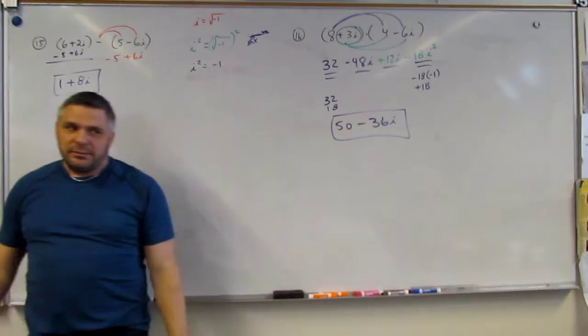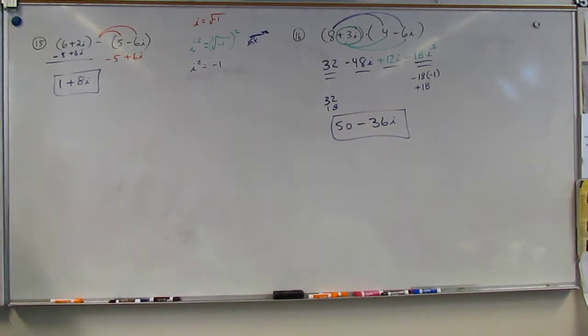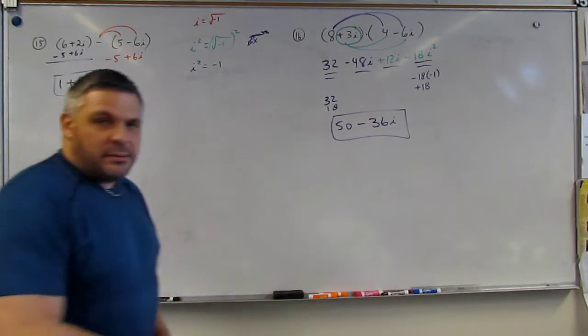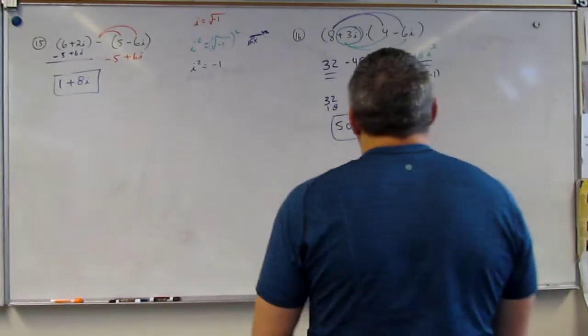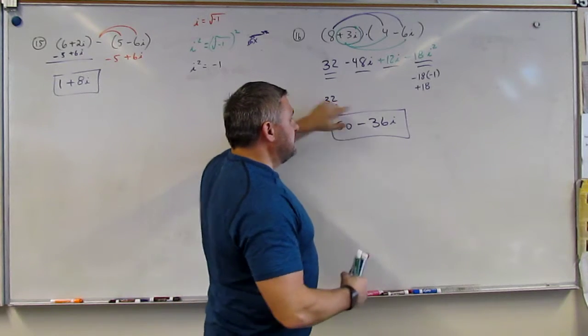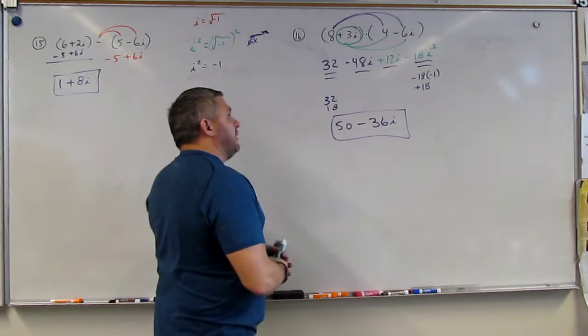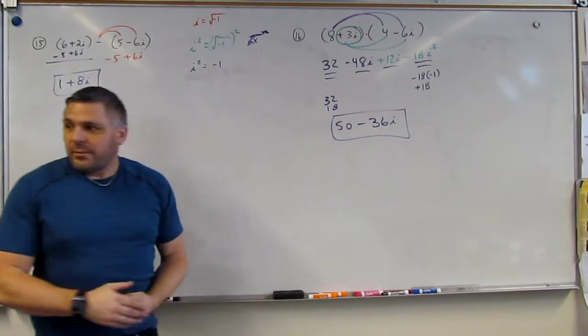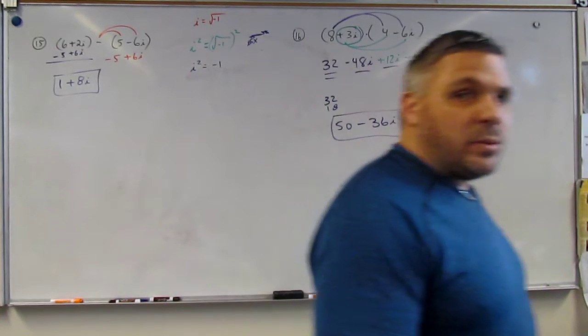Done, huh? That's it. What does that say? Right under 32. 18. Oh, adding that 18 up. Okay? Questions?